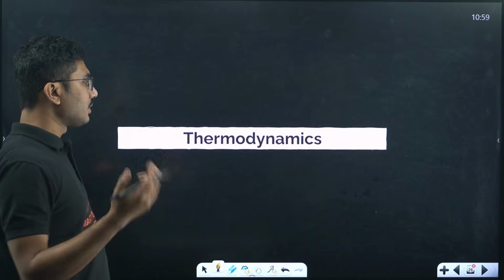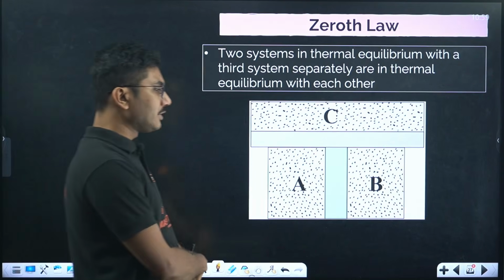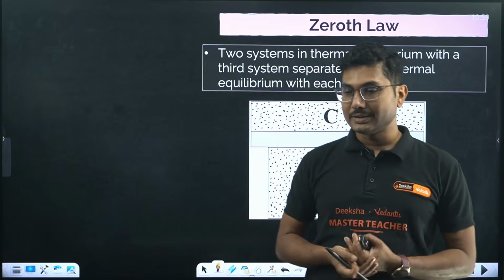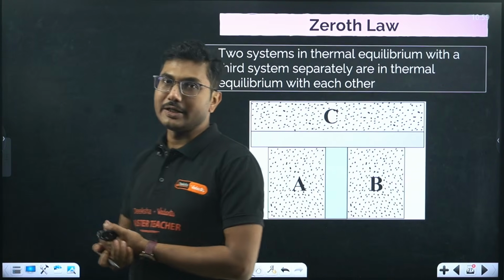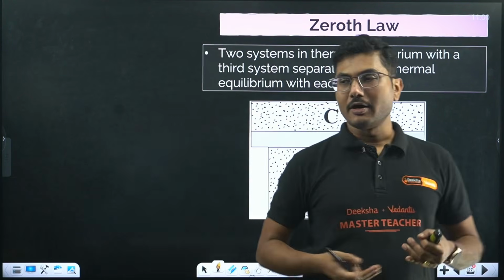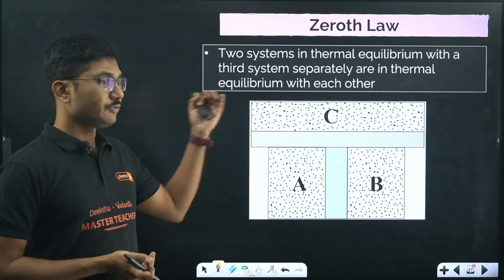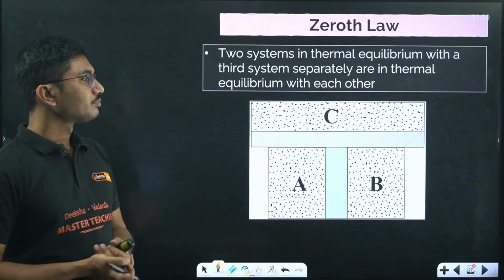Now let's move on to the next chapter, thermodynamics, the last chapter of the day. Thermodynamics is basically where we are dealing with systems. System means it can be anything, any object, an engine, a refrigerator, they are all considered to be systems. So first we are starting with the zeroth law.